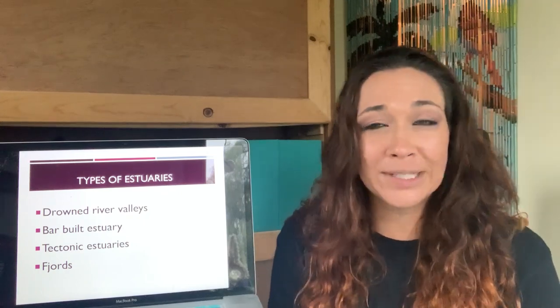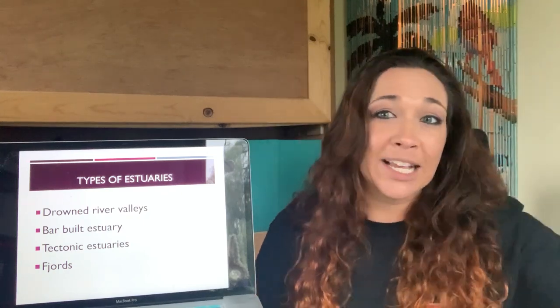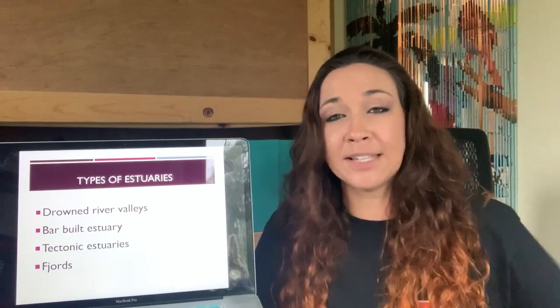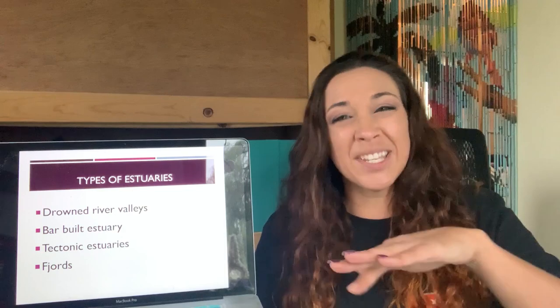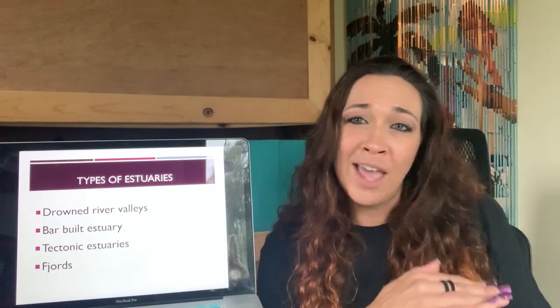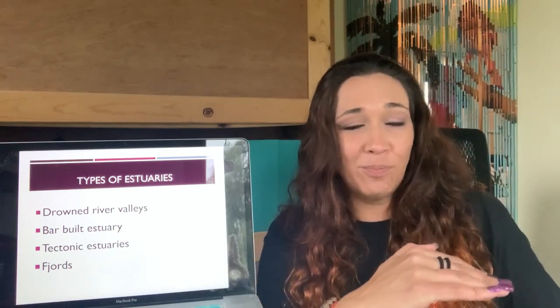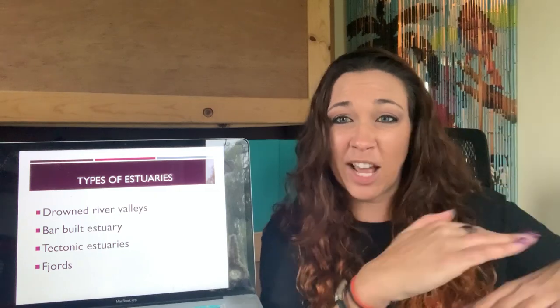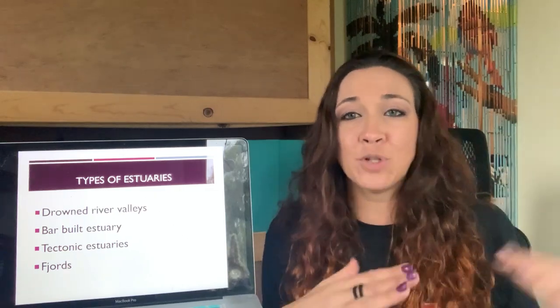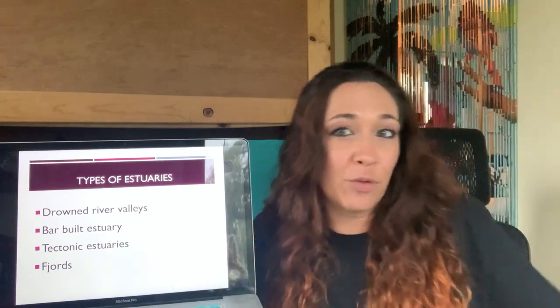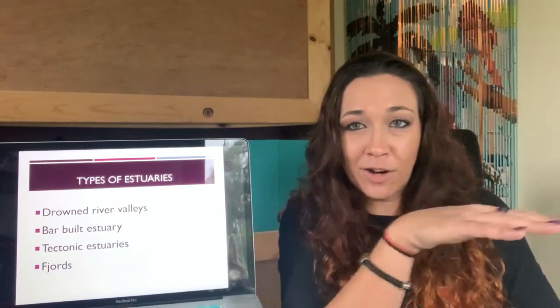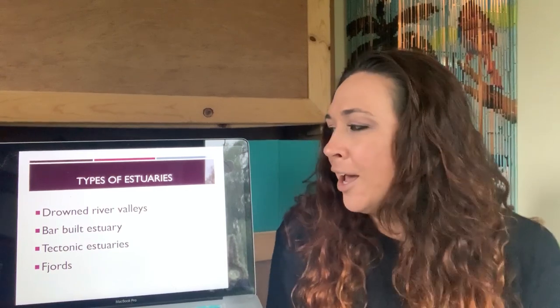Next up is a bar-built estuary. Essentially, a sandbar is formed, almost like a little island trying to form as it deposits sand after sand, sediment after sediment. It's kind of building up. So you build up this almost barrier that keeps your fresh water from flowing directly into the sea, and therefore creates almost like a little lagoon.